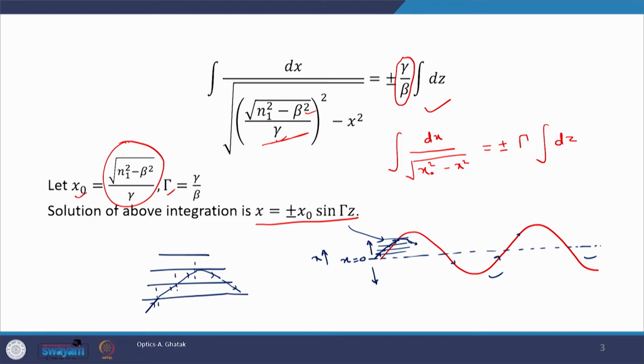This is what happens in optical fibers, or more precisely, a graded index optical fiber or parabolic index optical fiber.